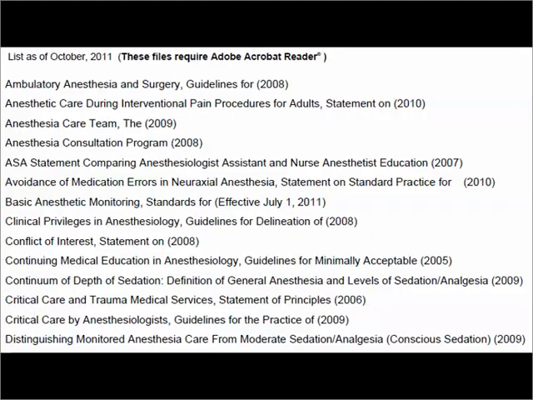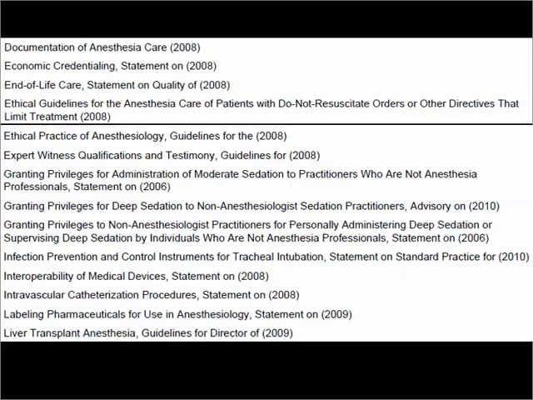This is a list of 2011, and it goes on and on. The important one is the basic anesthesia monitoring, which was last modified in 2011, and that's part of the list there. This is another part of the list, and it includes things about documentation of anesthesia care, which is record keeping, economic credentialing, which is very important.